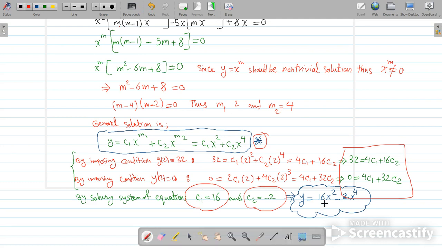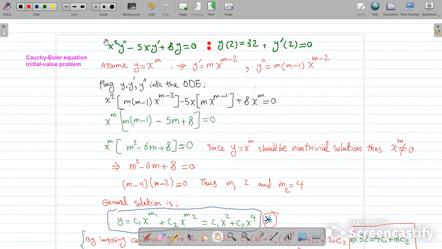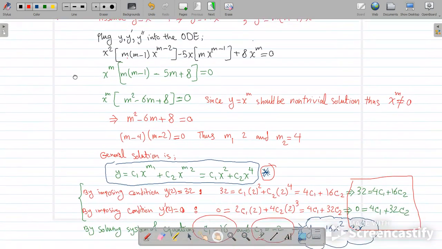So y should be equal to 16x squared minus 2x to the fourth. And that's the solution for the main problem at the top, as they call it, the Cauchy-Euler equation initial value problem. Thank you.